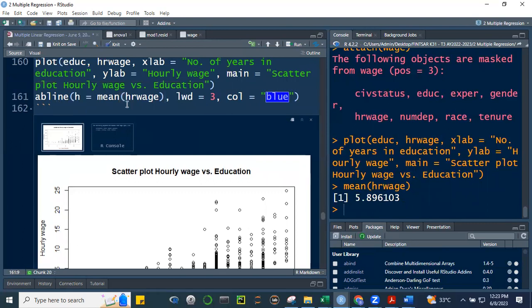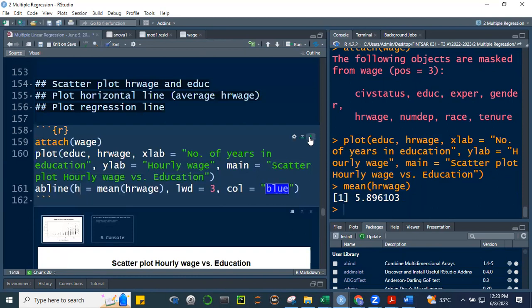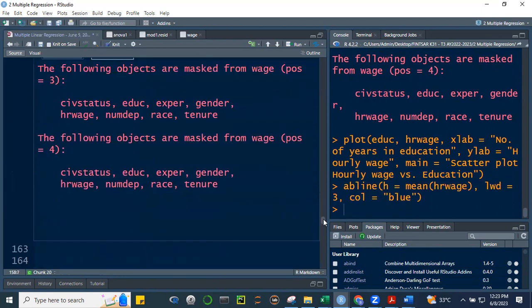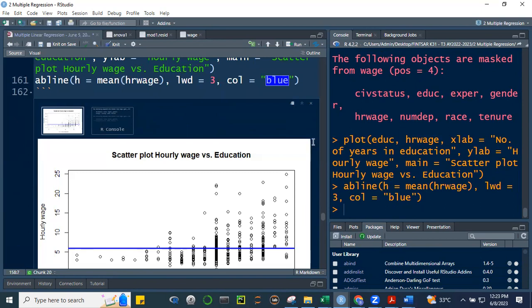Okay, mag-create ng line, okay? Horizontal is the mean of hourly wage. Line width is equal to 3, tapos color is equal to blue. So, i-run natin to, no? Let's run this. All right, so you can see here.